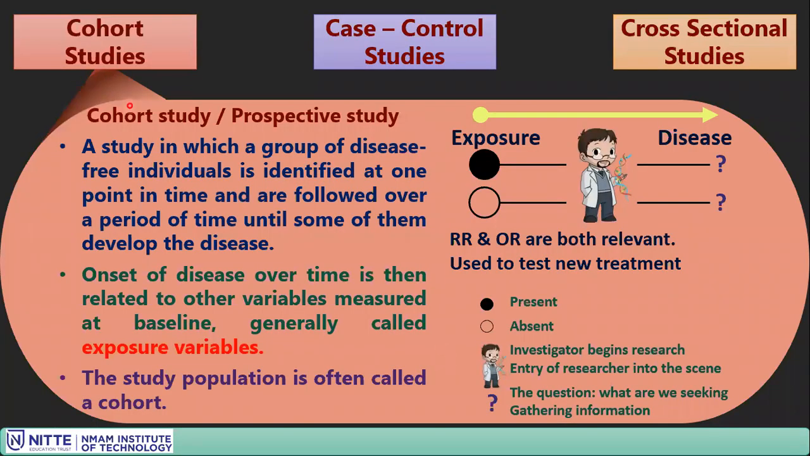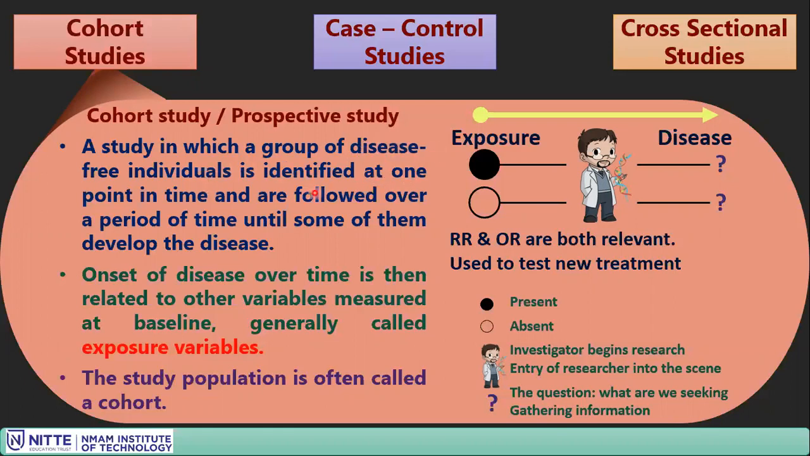In cohort studies, which are also known as prospective studies, look at the name, prospective study, it's a futuristic view. So it's also called a cohort study. It's a study in which a group of disease-free individuals, or I can say event-free individuals. Disease is one event.